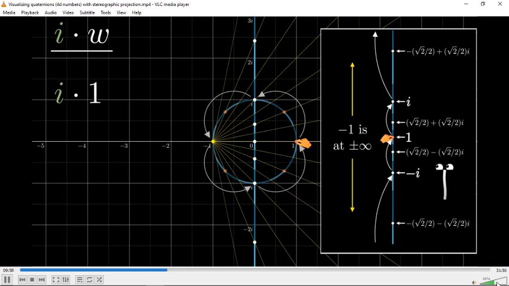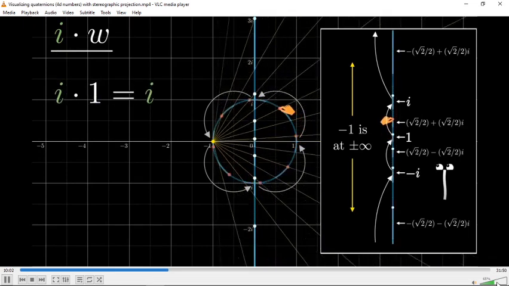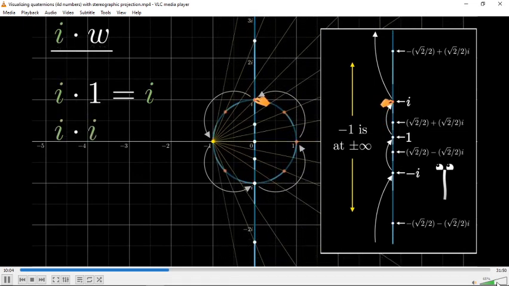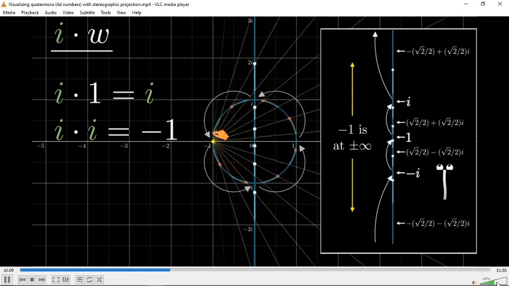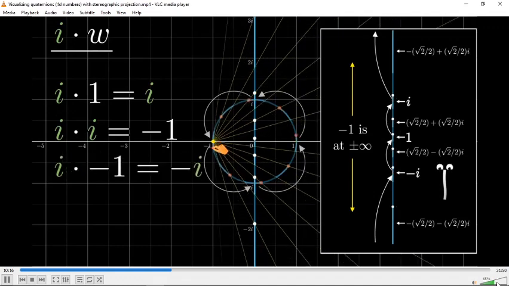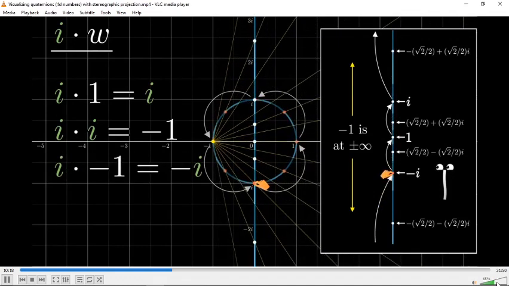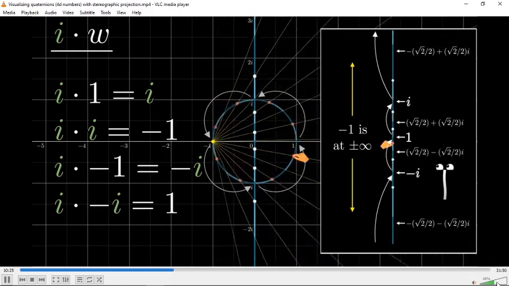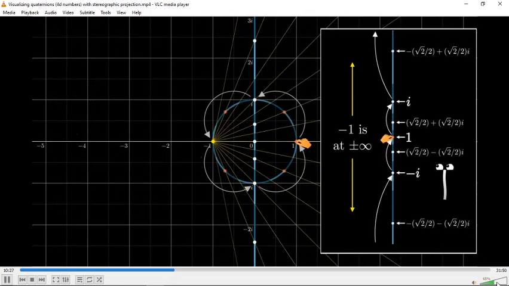i times 1 is i, so that means the number 1 should move up to i. i times i is -1, so the point at i slides off to infinity. i times -1 is equal to -i, so that point at infinity kind of comes back around from the bottom to the position 1 unit below the center. And i times -i is 1, so that point at -i slides up to 1. Even though this is kind of a weird motion, it lets us communicate some important ideas to Linus.